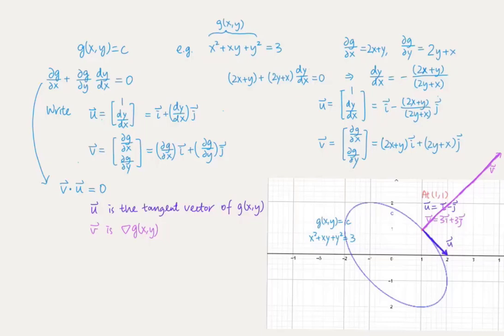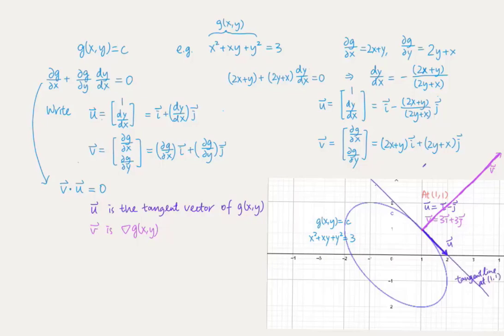For another example, if we have g of x y to be x squared plus x y plus y squared, and this constraint equation is g of x y equals 3, then after taking this derivative, we will get the tangent vector in this case to be this vector and the gradient of g to be this vector. We have tried the point (1, 1) to see what is the result for this tangent vector and the gradient of g.